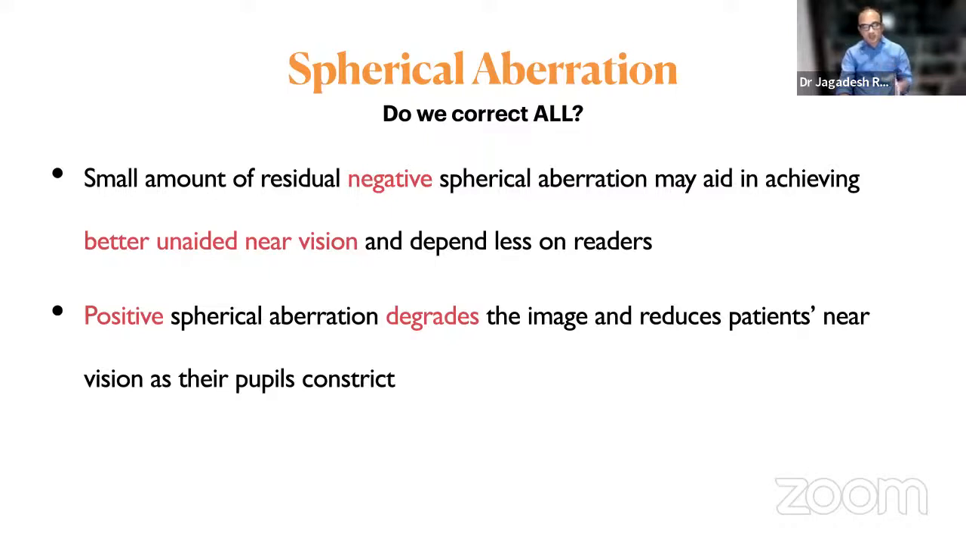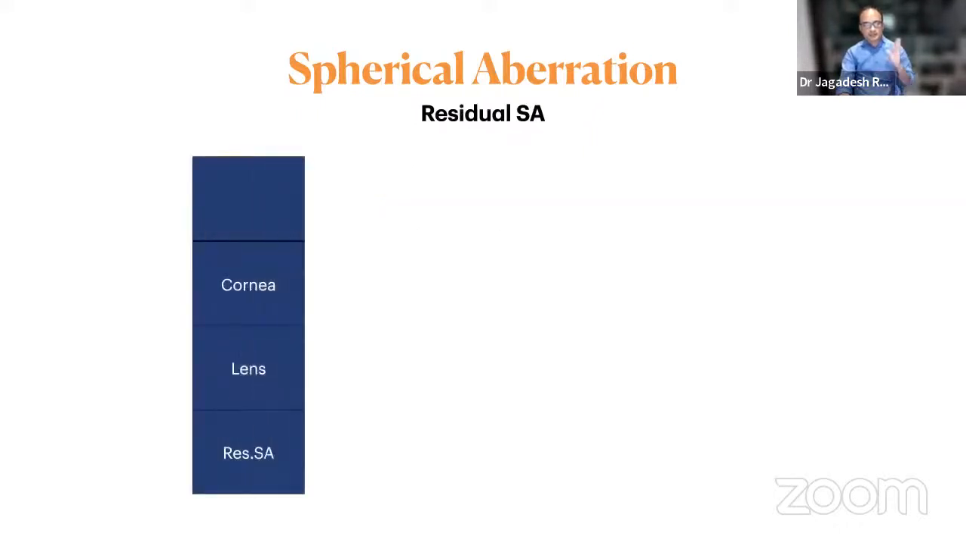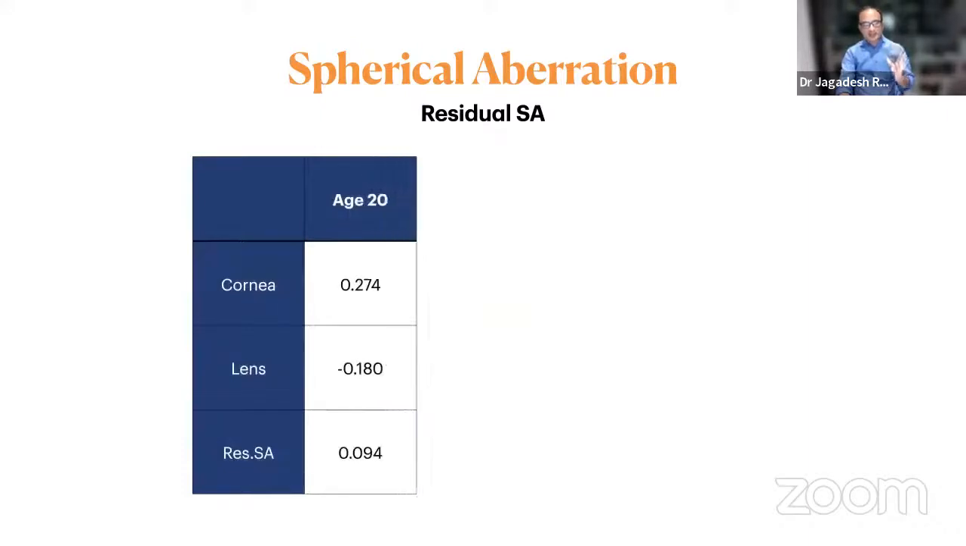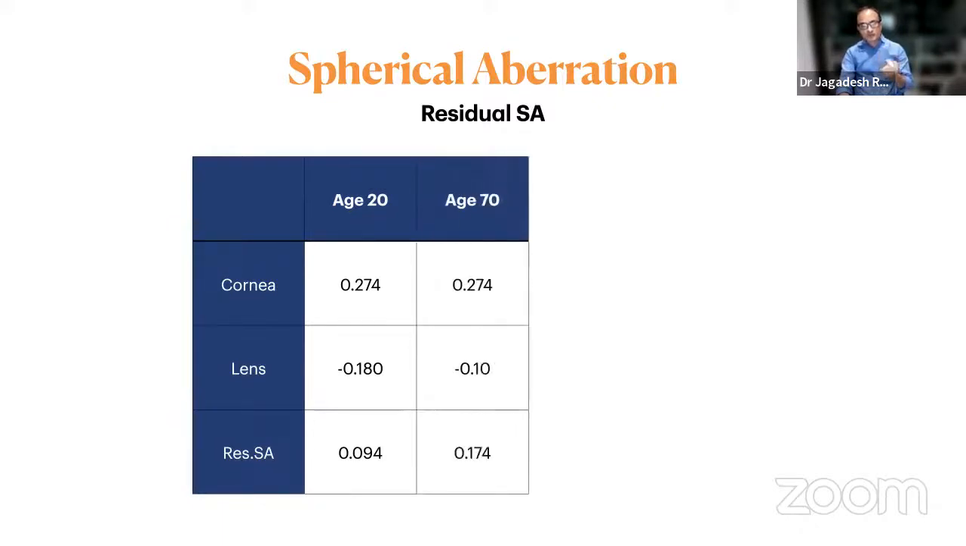And hence it's very important for us to measure these and then look at how you can help them by choosing the right IOL. So if you look at an example, this is at age 20, you see a cornea of 0.27 microns, and then a lens has a particular amount of spherical aberration. And if you look at the overall spherical aberration, it is about 0.094. This is what you would like to look at. At age 70, the dynamics change because the lenticular aberration keeps changing.